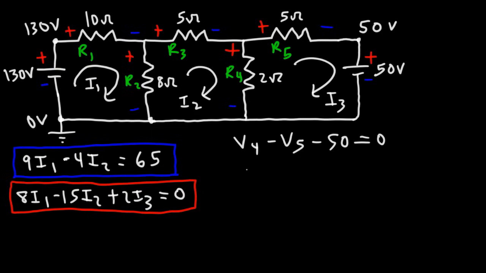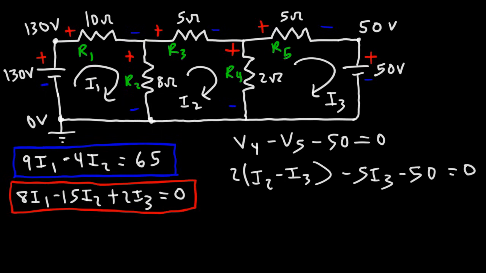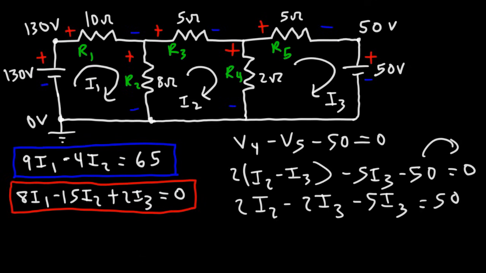Now V4, we're going to replace it with the 2 ohm resistor times the difference between I2 and I3. V5 is going to be R5 times the current flowing through it, which is I3. So that's 5I3. Now let's distribute the 2. So this is going to be 2I2 minus 2I3 minus 5I3. And let's move the negative 50 to the other side. So now let's combine like terms. This is going to give us 2I2 minus 7I3, and that's going to equal 50.